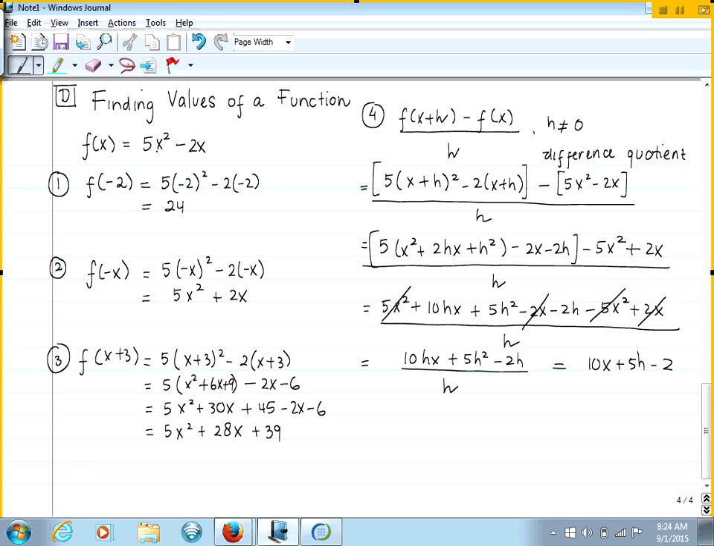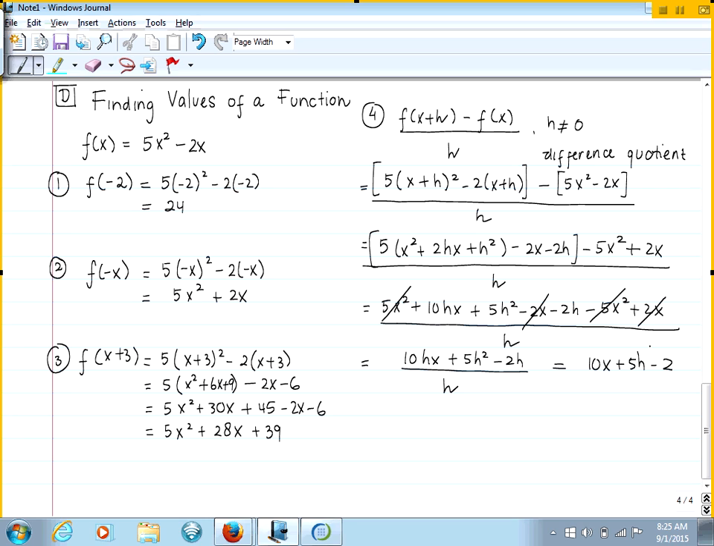Now, maybe some of you learned calculus. What is the derivative of 5x squared minus 2x? 10x minus 2. Well, just ignore me if you never learned. The derivative of 5x squared minus 2x is you bring down the exponent, so 2 times 5, and x minus 2. So here, if you set h equal to 0, then you will also have 10x minus 2.